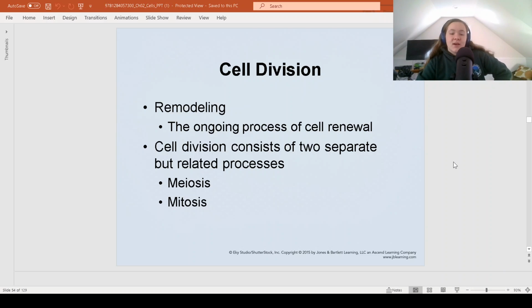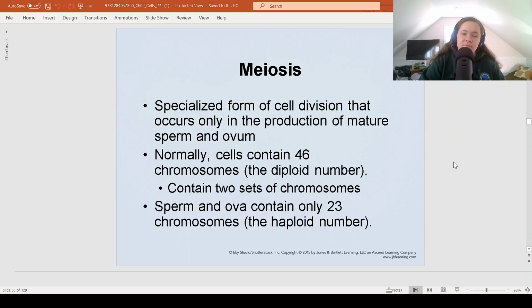Cell division. Remodeling is the ongoing process of cell renewal. Cell division consists of two separate but related processes, meiosis and mitosis. Meiosis is a specialized form of cell division that occurs only in the production of mature sperm and ovum. Normally, cells contain 46 chromosomes, the diploid number.